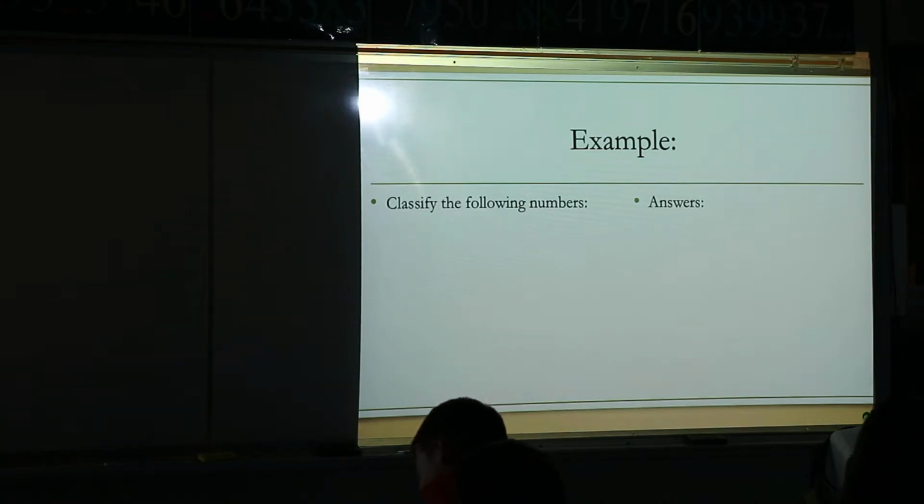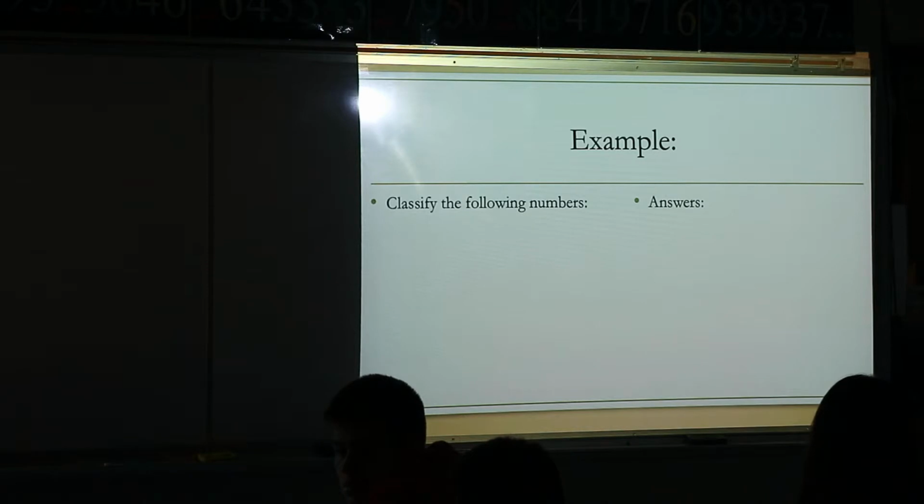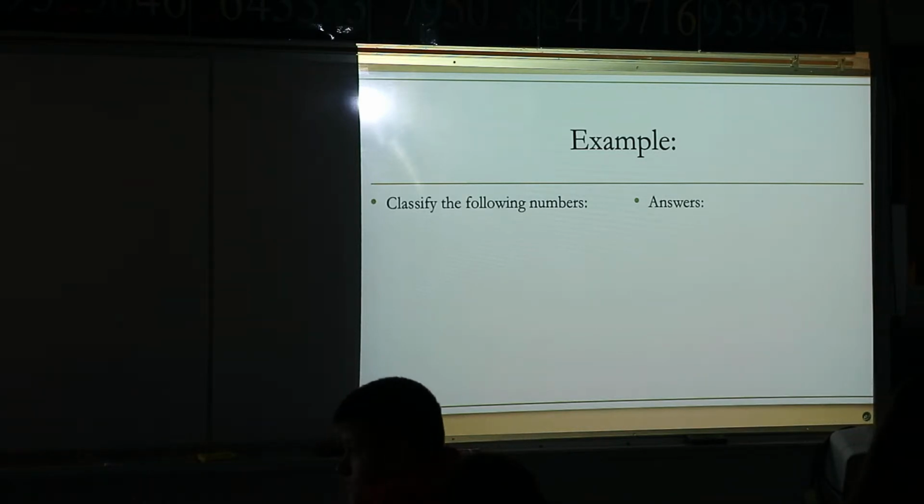Now, when we do the exit ticket, I won't provide these. I'll just give you the numbers, and I want to see what you know. But we only have 3 categories. What are my 3 categories currently? Natural numbers, whole numbers, integers. Those are the only 3 categories you can pick from. So, first number we have.